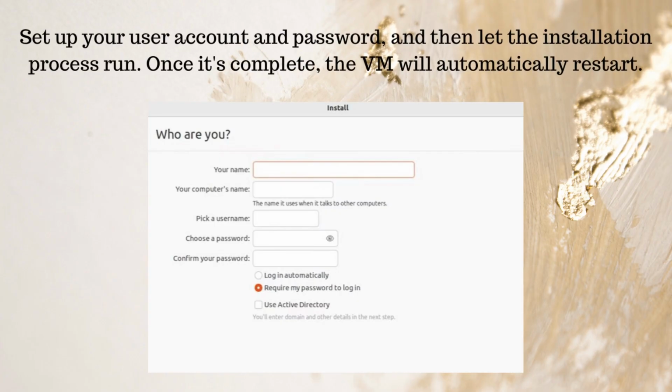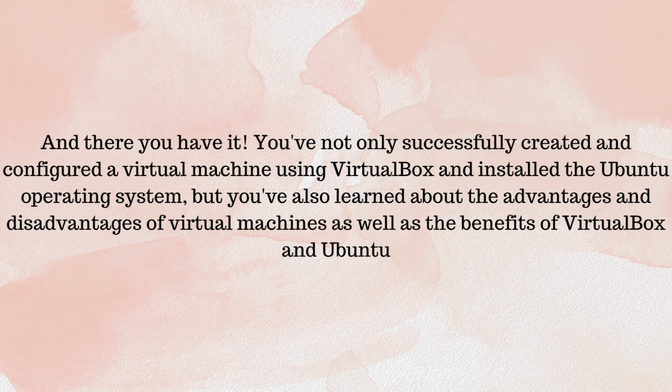Set up your user account and password, and then let the installation process run. Once it's complete, the VM will automatically restart. And there you have it. You've not only successfully created and configured a virtual machine using Virtualbox and installed the Ubuntu operating system, but you've also learned about the advantages and disadvantages of virtual machines as well as the benefits of Virtualbox and Ubuntu.